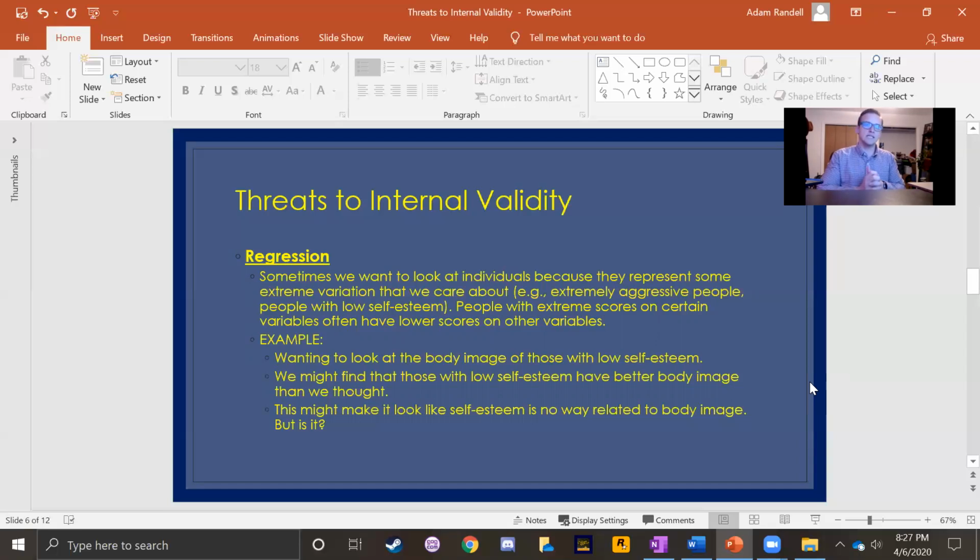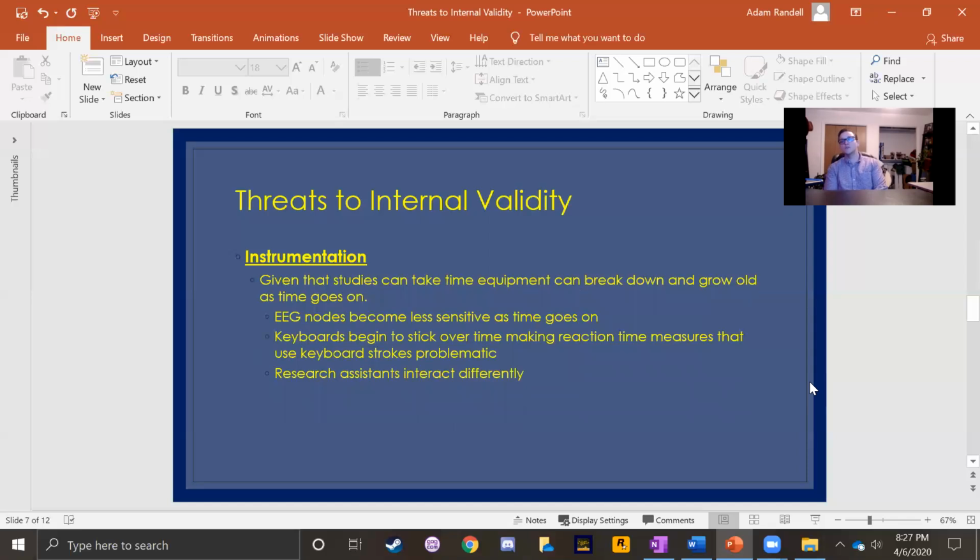So for example, let's say you're wanting to look at the body image of those with low self-esteem. So, we might find that those with low self-esteem have better body image than we thought. But do they really? Or is it just the threat of regression? They scored really low on self-esteem, and they regressed back to the average, meaning it looks like they have better body image than we would have anticipated. All right. Again, a well-designed experiment with random assignment and both methods of control can largely fix this problem.